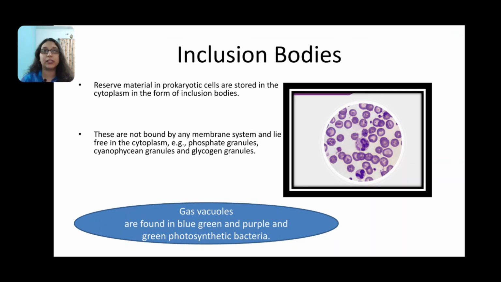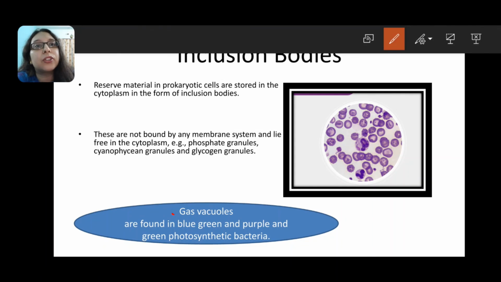We have inclusion bodies. Inclusion bodies are nothing but structures in which reserve materials in the prokaryotic cells are stored. They are mainly found scattered in the cytoplasm of a bacterial cell, not bound by any membrane. For example, we have phosphate granules, cyanophycin granules, glycogen granules, etc. Remember one thing, in certain photosynthetic bacteria, for example, the blue-green and purple bacteria, we have gas vacuoles. It is an important structure.